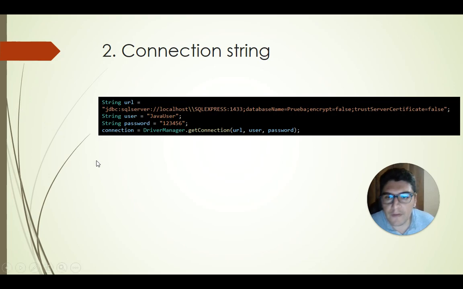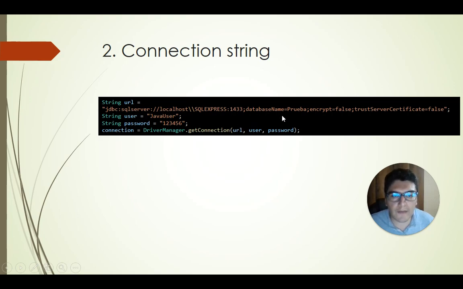Well, the next step is the configuration of the connection string. It's necessary to download and add to the class path the SQL Server driver component to set the connection string like this. Localhost is the name of the host. The SQL Express is the name of the instance, and you type the port that you configured in the last steps.